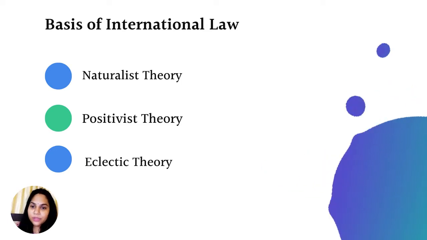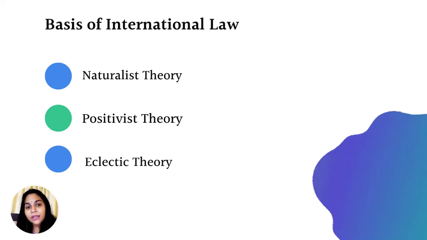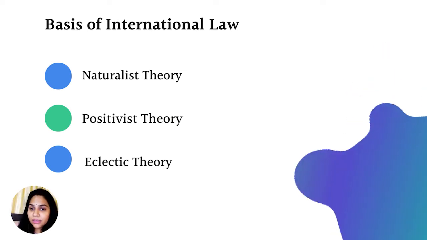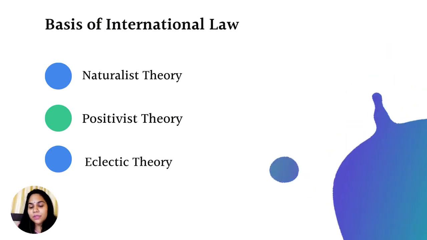Now, if I talk about positivist theory, positivism. Wherever we hear positivism, we connect with Austin, but we are not talking about Austin over here. But yes, the context is almost the same. According to the positivist theory, only those principles may be deemed as law which have been adopted with the consent of states. So the naturalist theory completely depends upon reason, God, morals, the law of nature, whereas the positivist theory completely depends upon the consent of states.